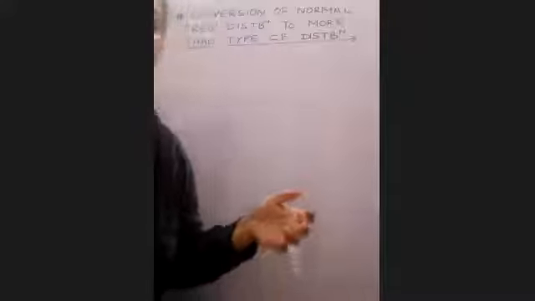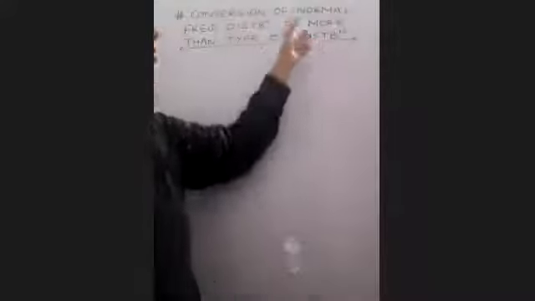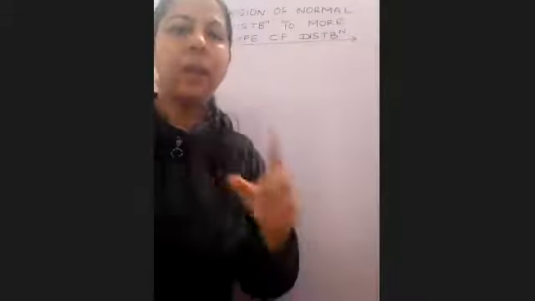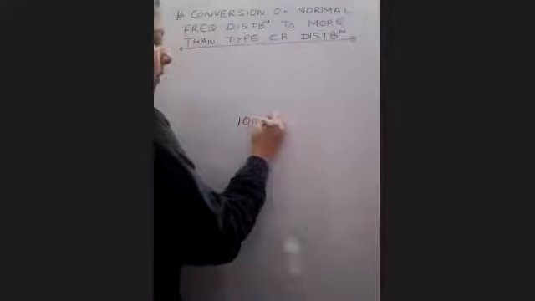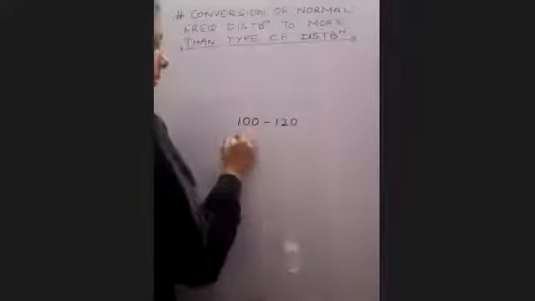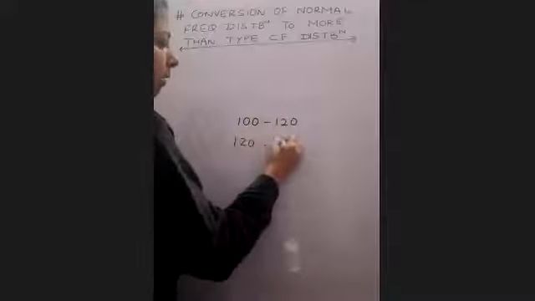In the previous class, children, we discussed how to convert normal frequency distribution to less than type frequency distribution. In today's class, we are going to discuss normal to more than type and then vice versa. Now, one thing I want to ask the children, if you remember yesterday, we were discussing class intervals like 100 to 120, 120 to 140, and so on, right?